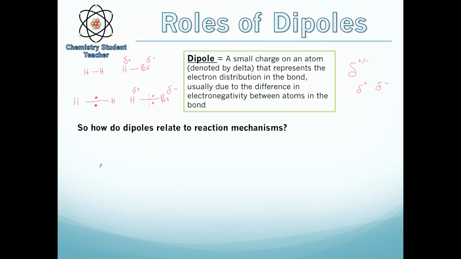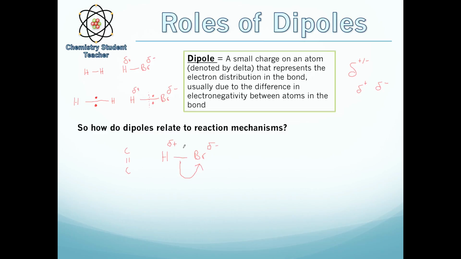So how do dipoles relate to reaction mechanisms? If we look at the example of HBr again, with delta negative and delta positive, if this bond was to break heterolytically, the electrons would move from that bond to the bromine, shown by this curly arrow here. So again, a curly arrow shows the movement of two electrons with a double head, and the electrons move from this bond to the bromine. This can be induced by things like a carbon-to-carbon double bond in an alkene.